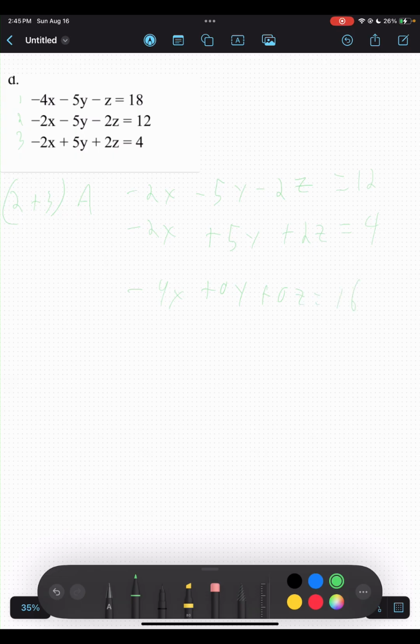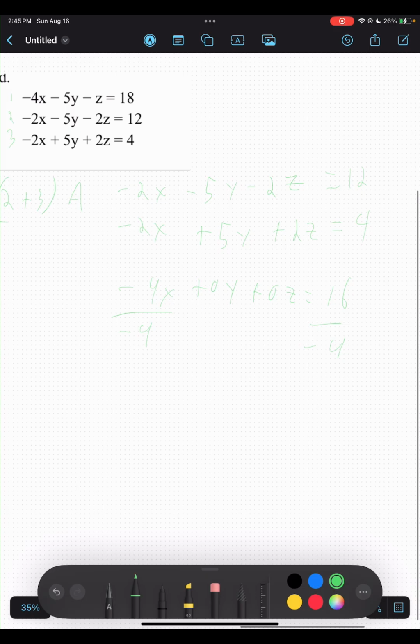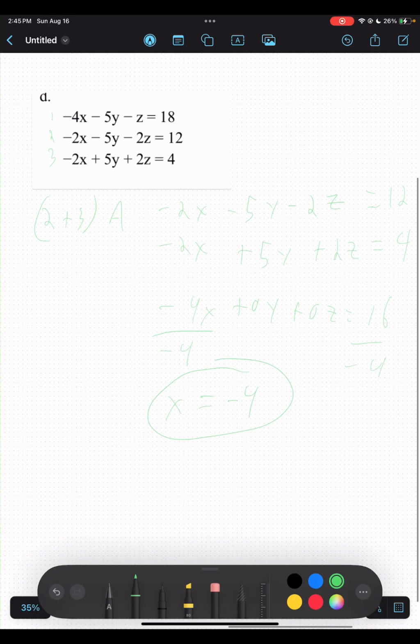And solving this, we can actually already go ahead and eliminate 2 variables at once with this because of how these are set up, which is nice for us. Divide by negative 4 on both sides, we get x equals negative 4. 16 divided by negative 4 is negative 4. Wonderful. Okay, so now that we know what x is, we can put it into another one of these.